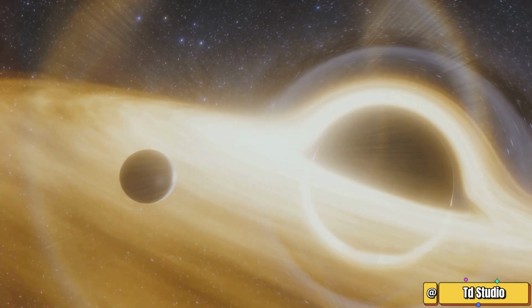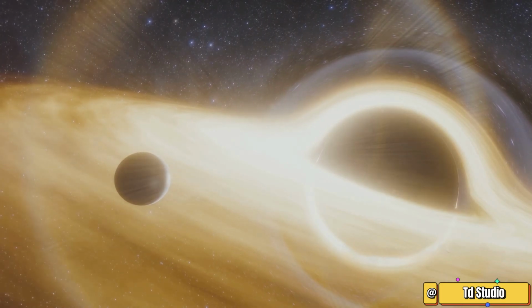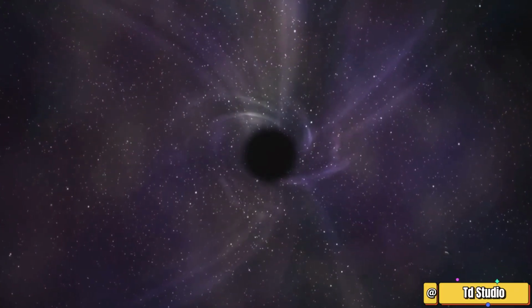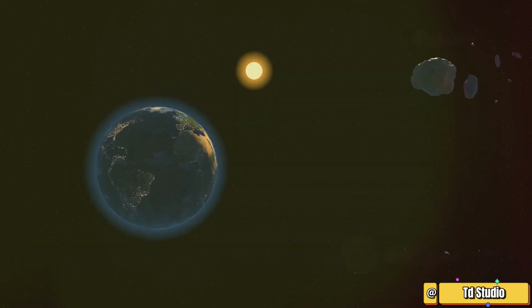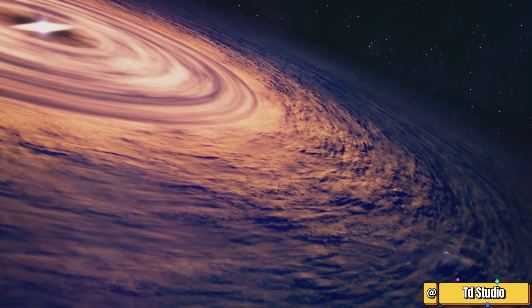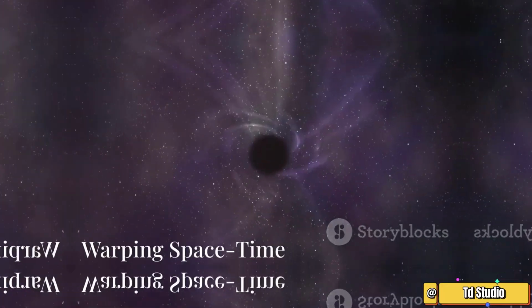Einstein's theory of general relativity tells us that massive objects warp the fabric of space-time. This warping is what we experience as gravity. The more massive the object, the greater the warp. The Earth, the Sun, and even you and I warp space-time. However, the effect is usually very small. This is because our mass is relatively insignificant on a cosmic scale.